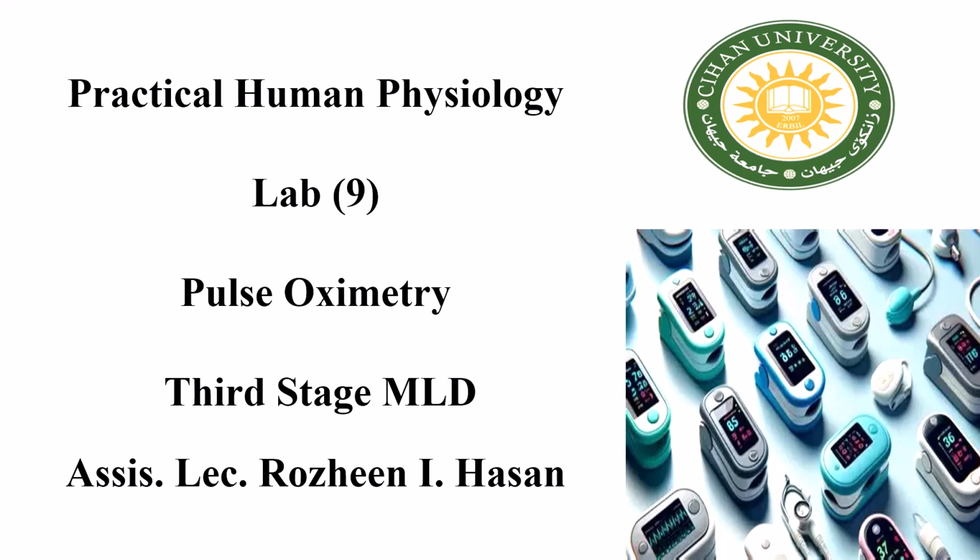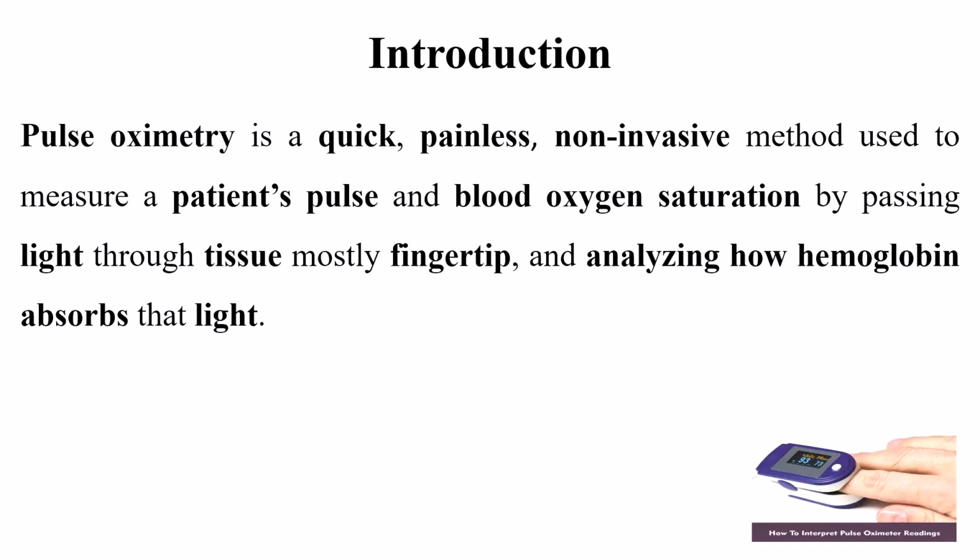First of all, we have an introduction of pulse oximetry, which is a quick, painless, non-invasive method used to measure two things. One of them is the patient's pulse, and the second is the blood oxygen saturation, by passing a light through tissue. Mostly we use the fingertip for this device, and we analyze how hemoglobin absorbs light in the blood. So this method depends on the spectrophotometry principle.